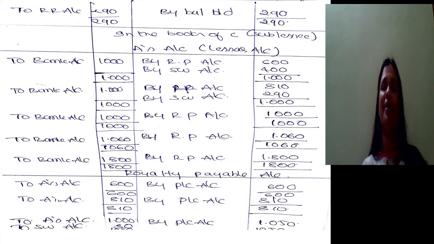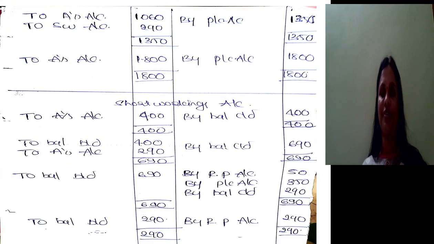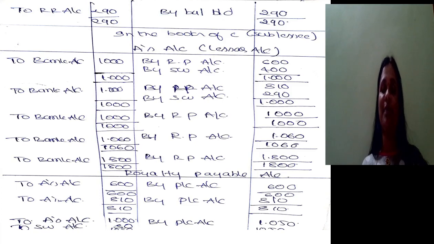A will be paid: A's account debit to bank account 1000. So in royalty payable to A's account, 600 should be closed by transferring it to profit and loss account. In short working to A's account, 400, and the balance should be carried forward to next year. Then the second year, same situation, the due entry: royalty payable account debit, short working account debit to A's account, the lessor account, 810 and 290, and lessor will be paid: A's account debit to bank account 1000.